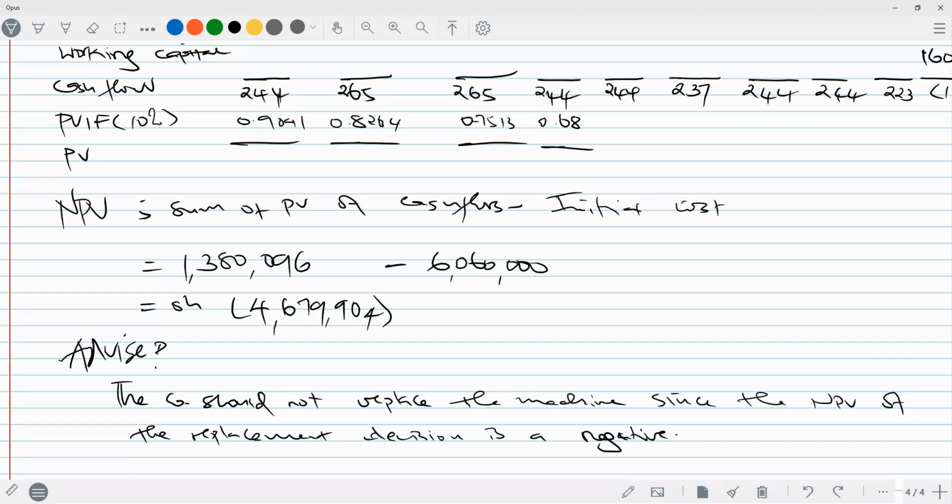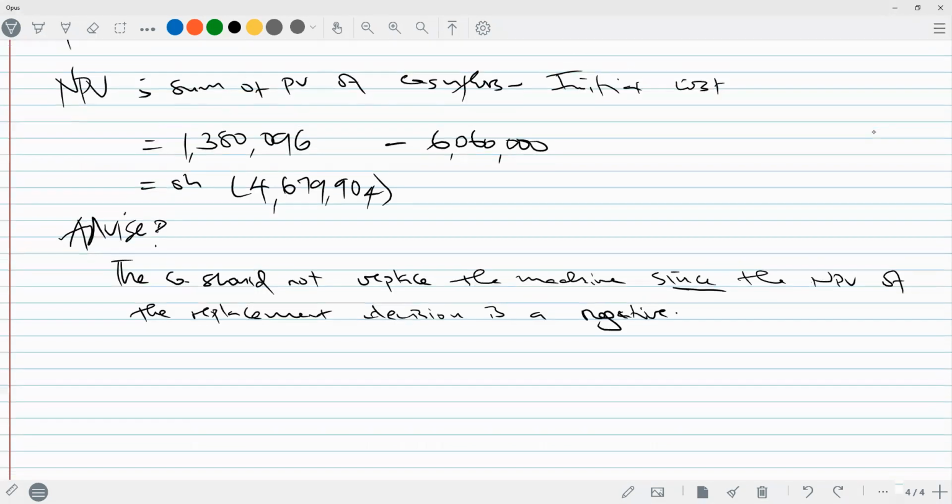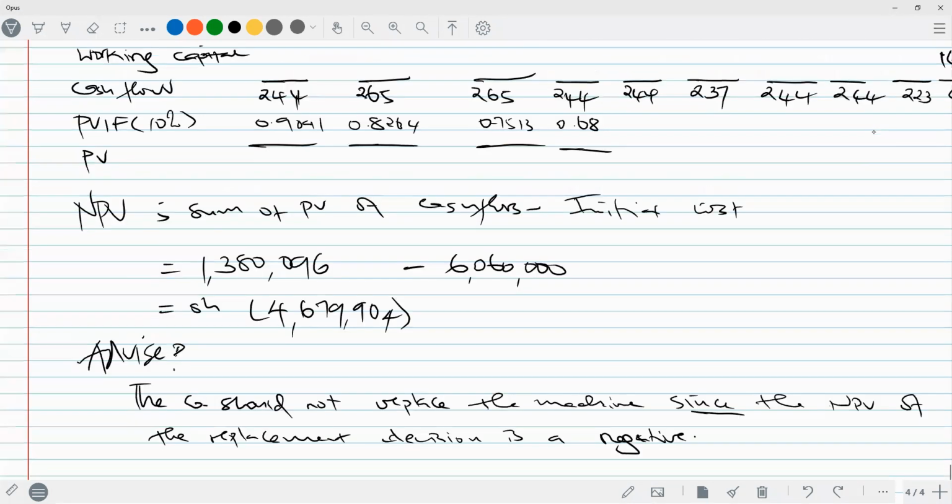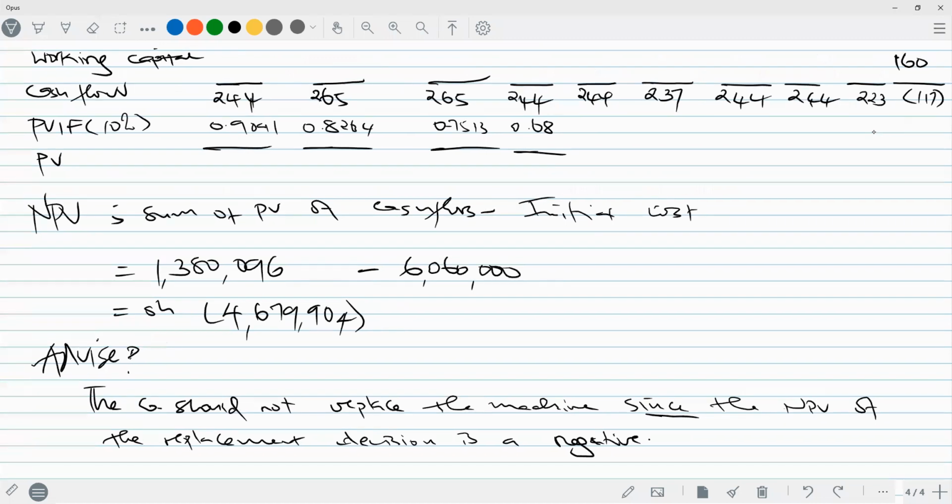Okay, you need to answer why. Not just replace or not replace, but don't replace, why? Because the NPV of the decision is negative. The company therefore should not replace the old machine with a new machine. And that's what you're meant to do in that particular question, the appraisal. I think it's quite straightforward, I guess so. Any question on the appraisal?